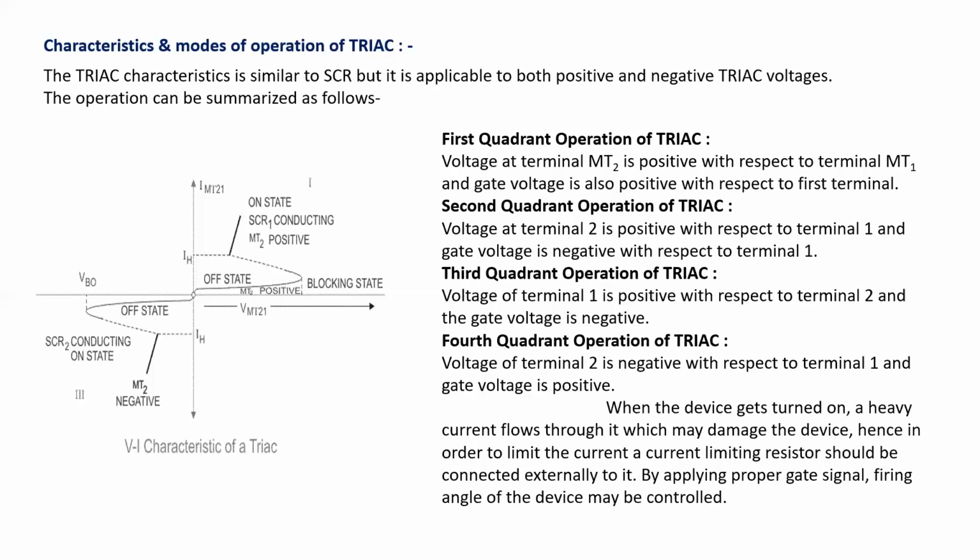When the device goes into the on state, a heavy current flows through it which may damage the device. Hence, in order to limit the current, we have to use a current limiting resistor which is connected externally to the device. We also have to take the precaution of applying the proper gate signal. But the firing angle of the device may be controlled.